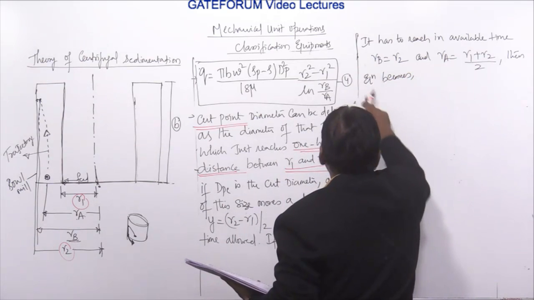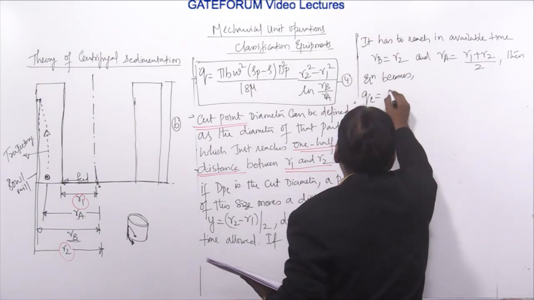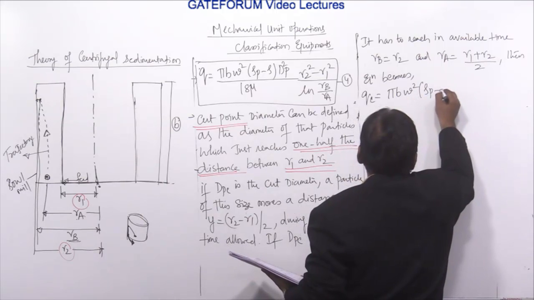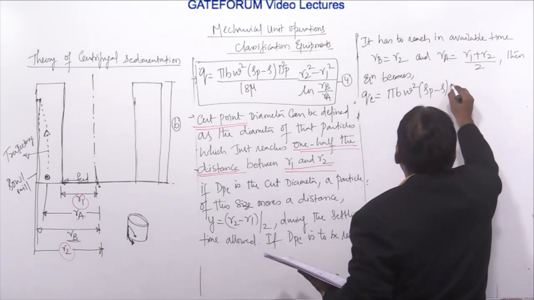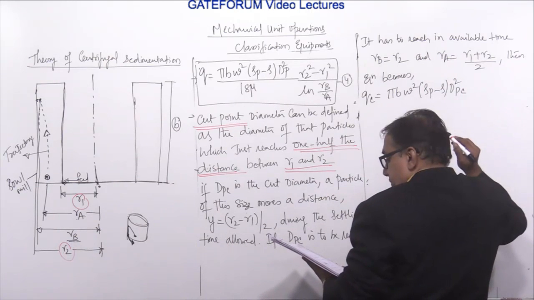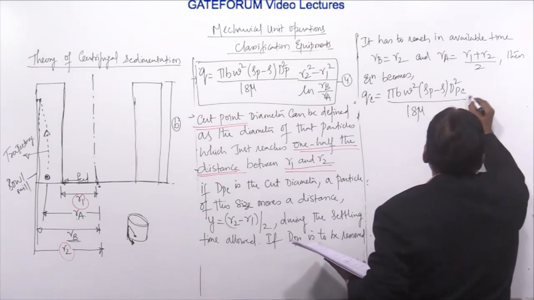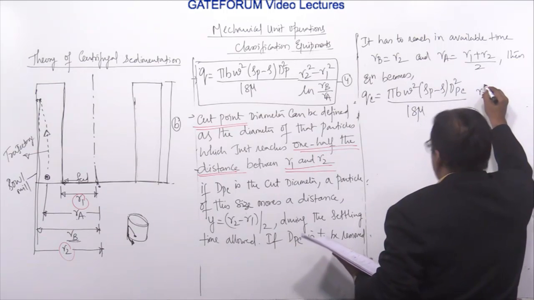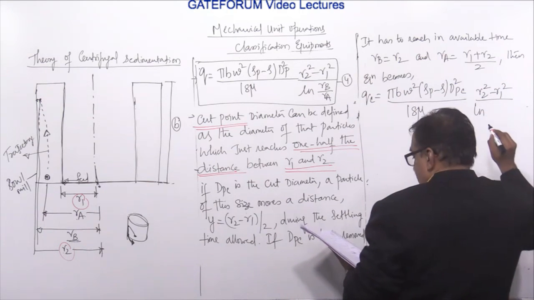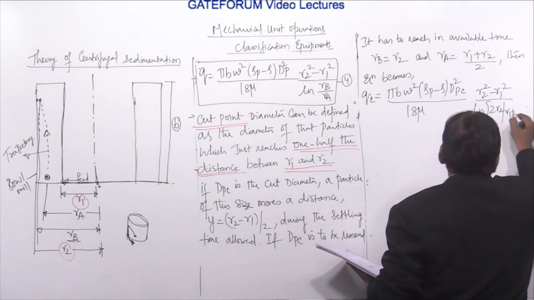QC is equal to pi b omega square (rho p minus rho) d square pc, cut point diameter, by 18 mu, into (R2 minus R2 square minus R1 square) ln of 2R2 by (R1 plus R2).